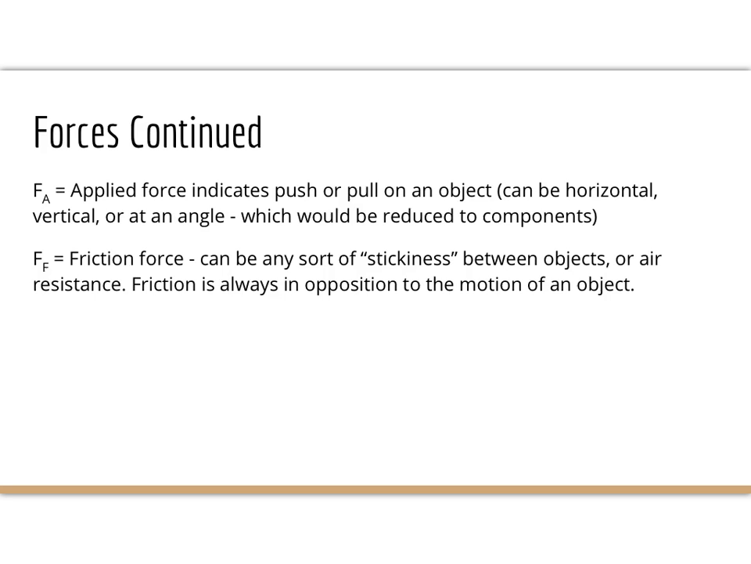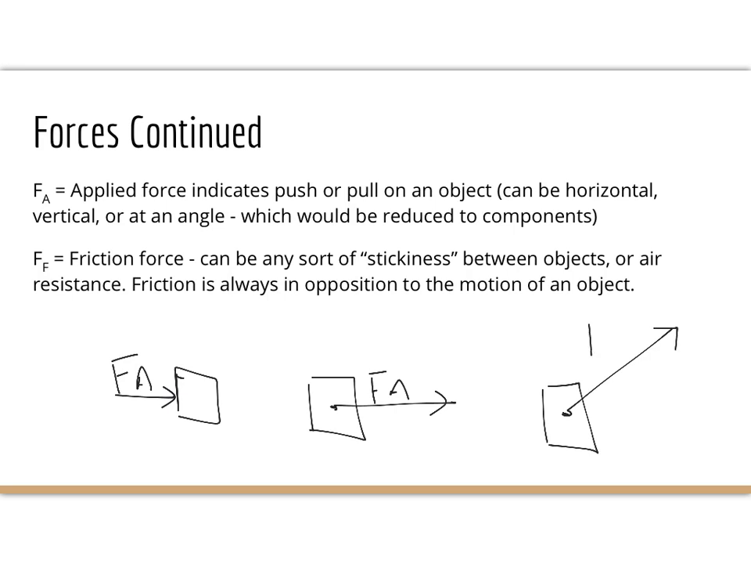The applied force indicates a push or a pull on an object. It can be horizontal, vertical, at an angle. Again, we would reduce that to its components. That's depicted on the top of page 9. So on our object, we can have Fa pushing, we could have Fa as a pull, or perhaps we could apply this at some angle, and again, we'd have to reduce it to the components in the X and the Y.